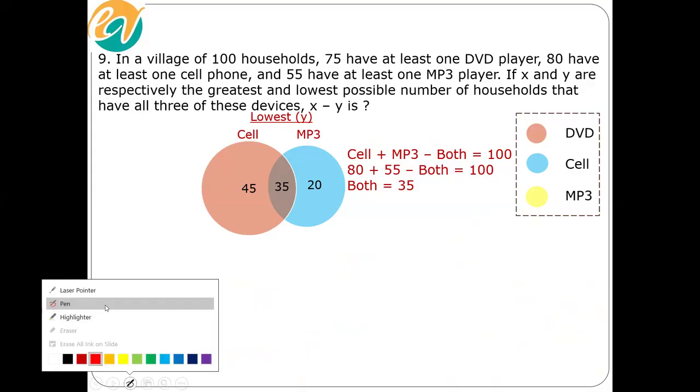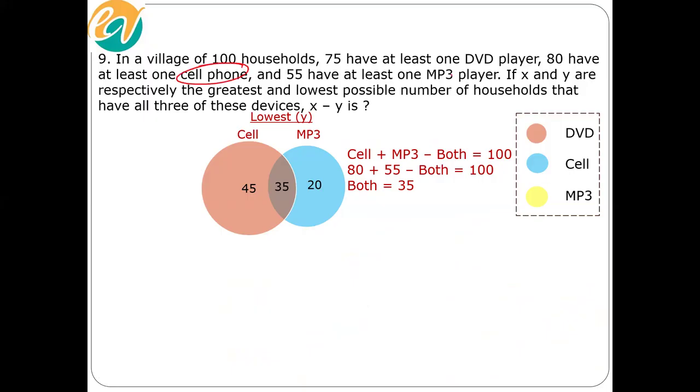Now, from the perspective of cell phone and MP3, we have been able to minimize the number of households that would have both cell phone and MP3. So the minimum number of households, given a total of 100 households, given that 80 have cell phone and 55 have MP3, what we are saying is the minimum number of households that will have both cell and MP3 is 35.